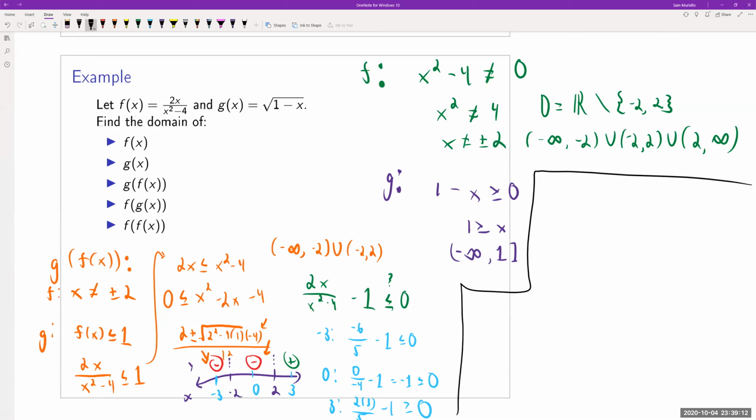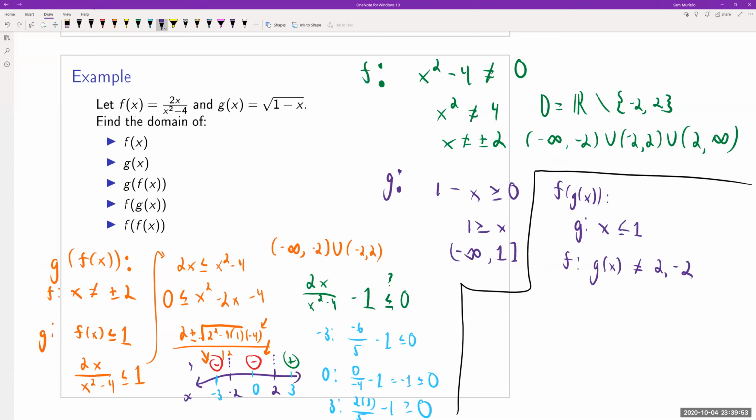Let's try another example. We want to do f of g of x. So for f of g of x, we start with the rule for g because that's on the inside. The rule for g says that x must be less than or equal to 1. And then the rule for f says that g of x cannot be equal to 2 or -2.